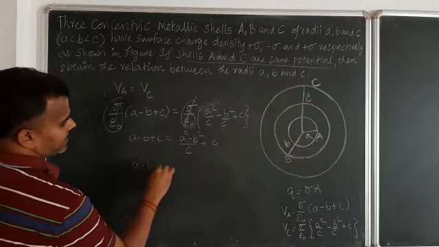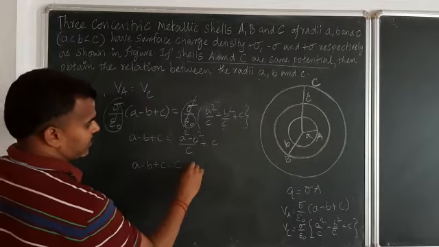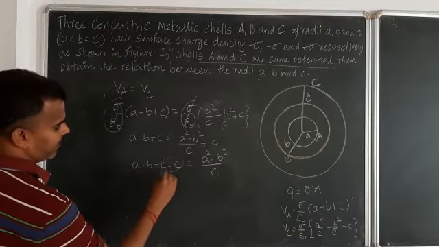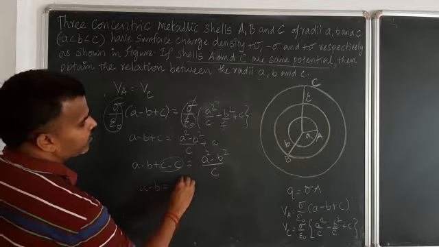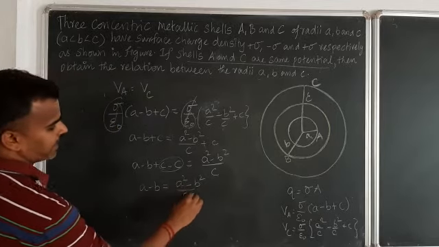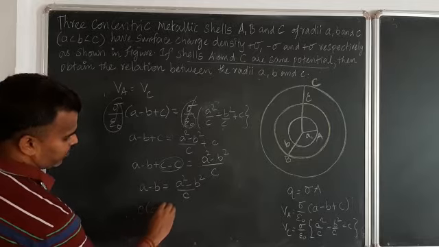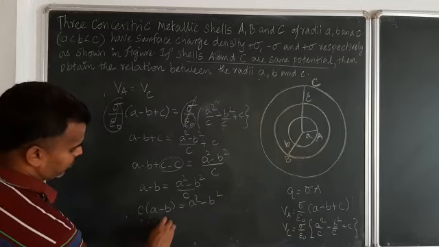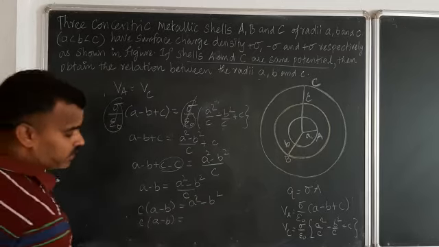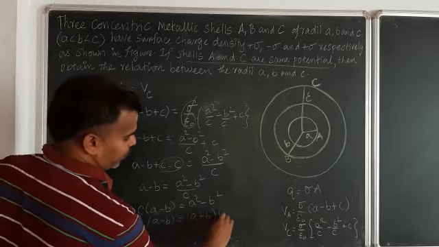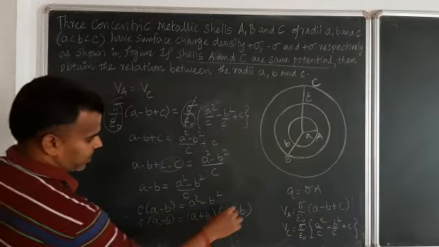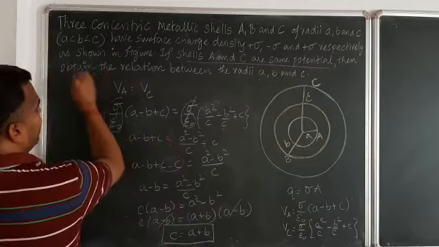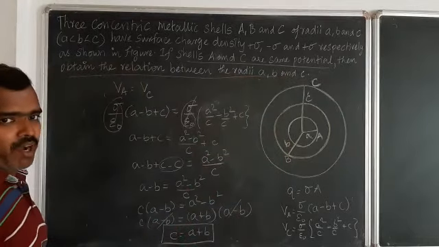This plus C should come to this side. Therefore A minus B plus C, moving this C to this side, minus C is equal to A square minus B square by C, and this term will be cancelled. Only we will have A minus B is equal to A square minus B square by C. Just cross multiply this C: C into A minus B is equal to A square minus B square, right? So C is equal to, writing A square minus B square as A plus B into A minus B, we can cancel these common factors, and C is equal to A plus B. This is the relation between all the radii A, B and C.